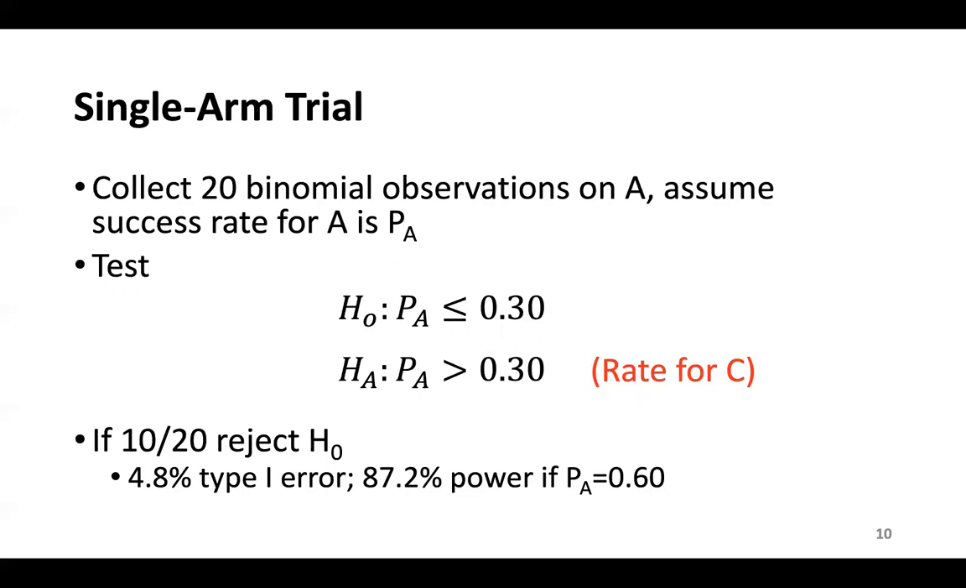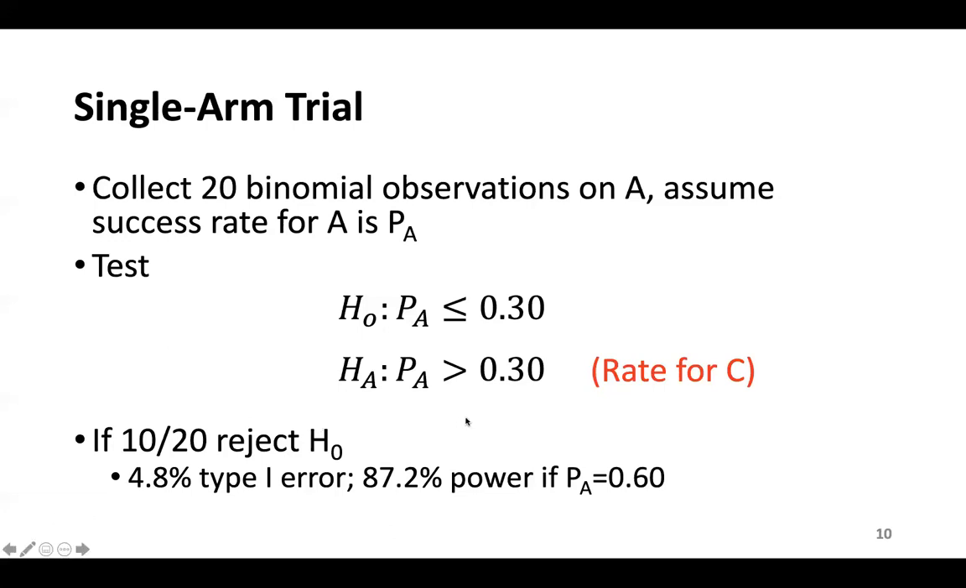For a sample size of 20, we can calculate that we would reject the null hypothesis if we observe 10 or more successes for A in this new clinical trial. That rule, that test, has a 4.8% type 1 error rate. So if in truth there's a 30% success rate for A, the chance we get 10 out of 20 or better is 4.8%. If PA has a 60% success rate, we can talk about power. The likelihood of rejecting the null is 87% in this scenario.